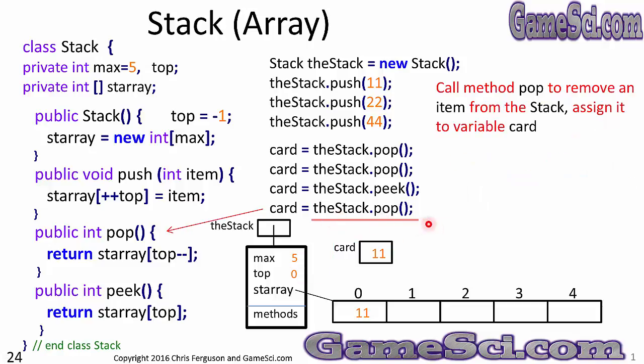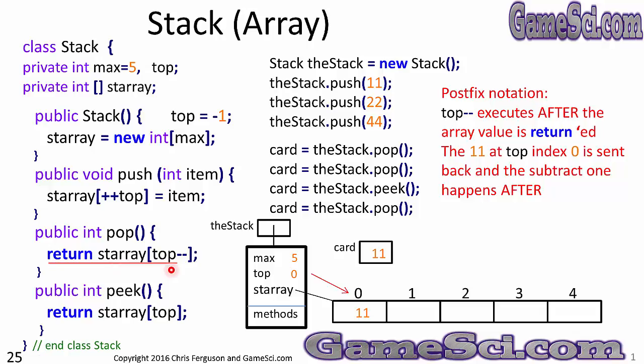The next line of code is a pop, and we know the pop does change the top of the stack. We'll call the method pop to remove an item from the stack and assign it to the variable card. So for the third time now, we'll execute a pop. Notice the postfix notation. Know where that red line stops. We're going to do our return first and then the minus minus. Top minus minus executes after the array value is returned. The 11 at top index 0 is sent back, and the subtract 1 happens after the 11 is sent back.